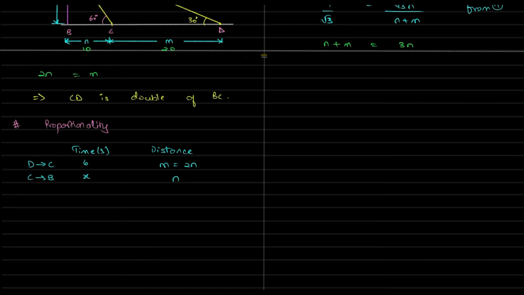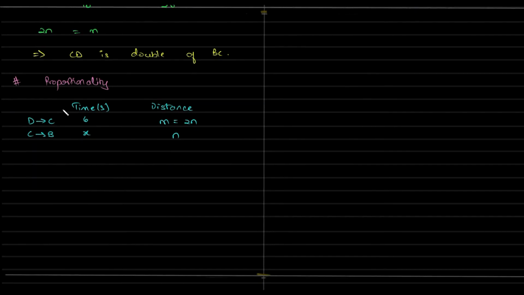So I'll explain the idea of how this is possible. Actually, I should have written it before, but anyways, no issues. As the car is moving with a uniform speed, right? Thus, time and distance are directly proportional.